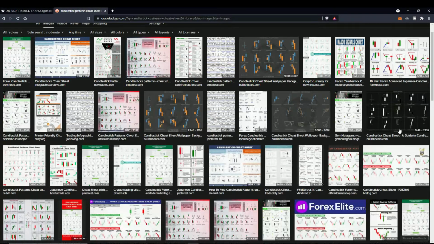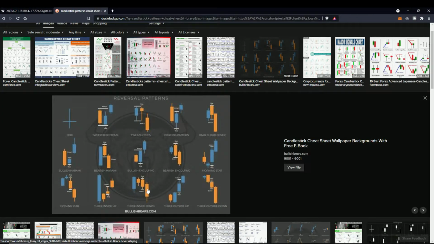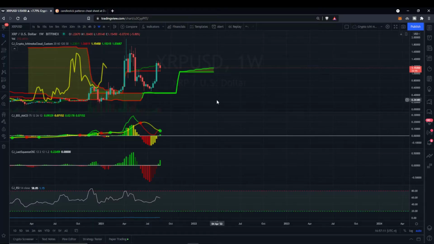You can actually print these off. These are pretty good. This is a bullishbear.com chart. So 3 inside down. These are a pretty good indication that things are about to reverse. When you see something like this and then like this, you get your entry points. We got a bearish Harami right here. This is a short position.